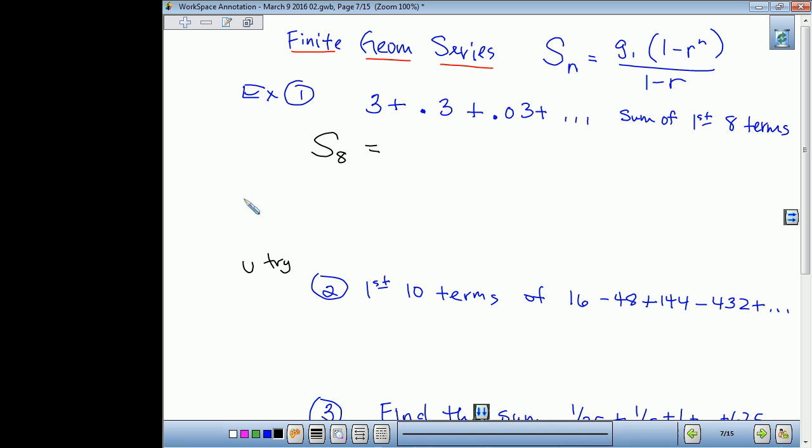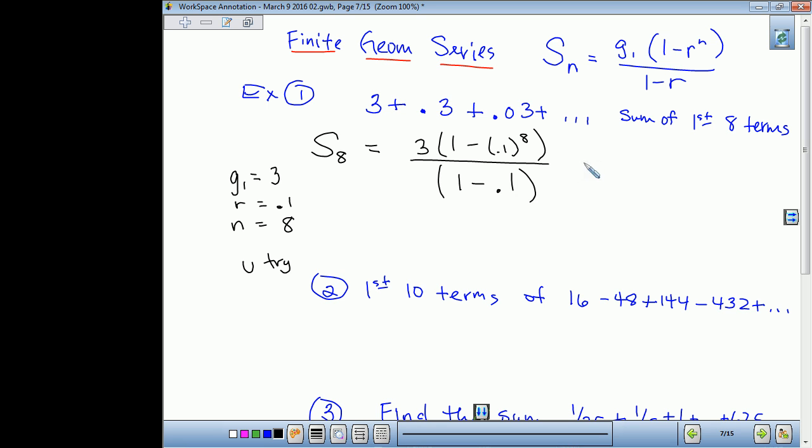is going to be equal to, well, let's define some things. What is the first term? 3. What is the common ratio? 0.1. And how many terms? 8. So now we have everything defined that we need. So we'll plug in a 3. We'll have 1 minus 0.1 to the 8th all over 1 minus 0.1. All right, let's see if you can plug that in correctly.